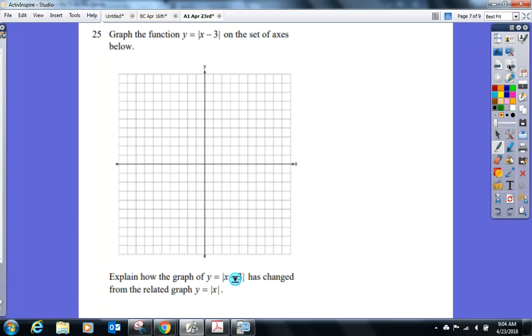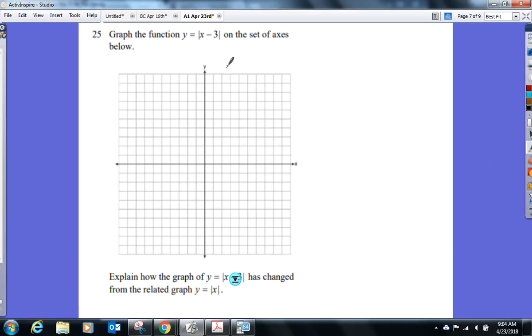Okay, graph y equals... anybody remember these symbols here? What they were called? Absolute value. Okay, absolute value function. Do you know where it is on your calculator so we can graph them? Do we remember? All right, that's what I'm here for.